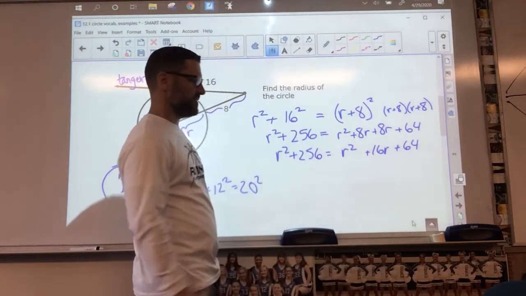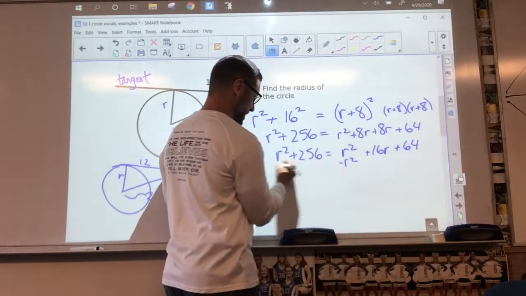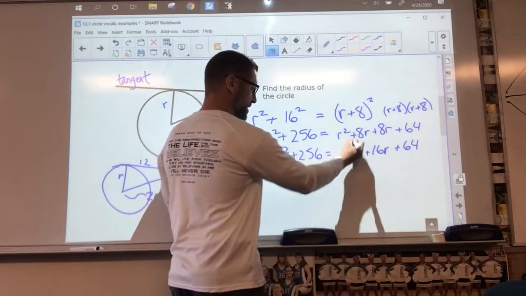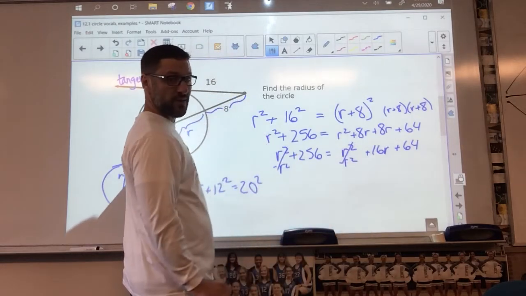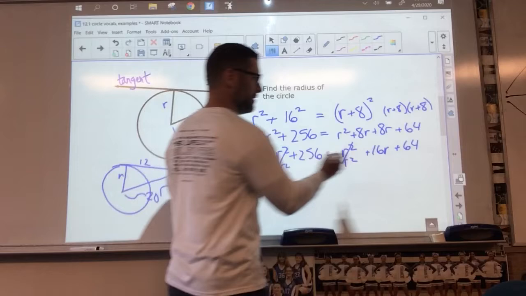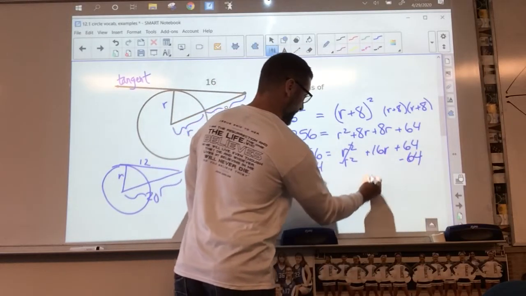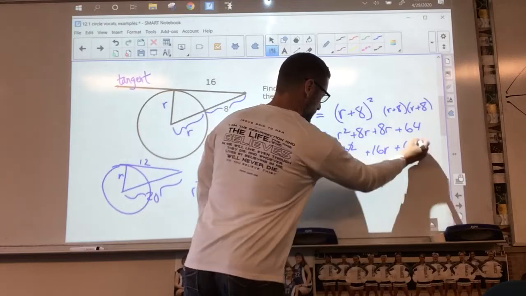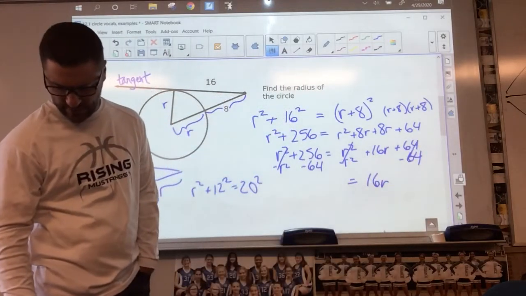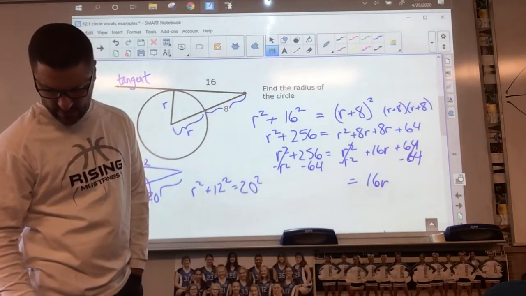The nice part about this problem is the r squareds will cancel each other out when you subtract them over. So I'd subtract the r squareds over and wipe them out. I would then subtract the 64 over. And I get 16r equals, well, 256 minus 64.